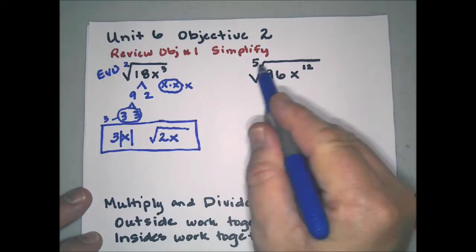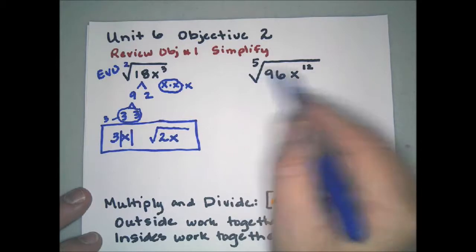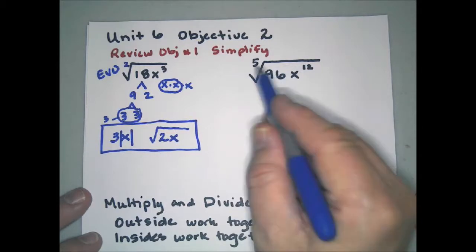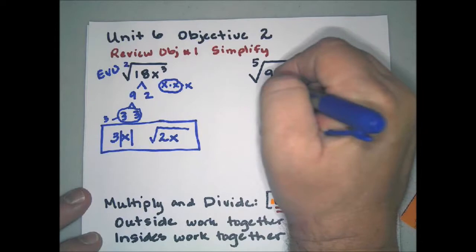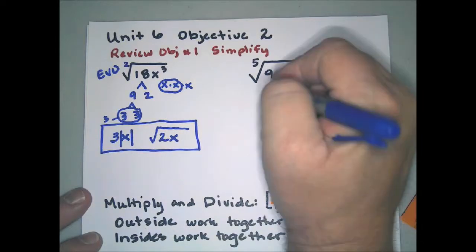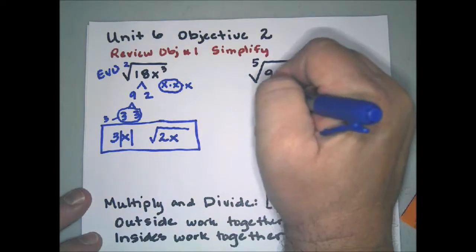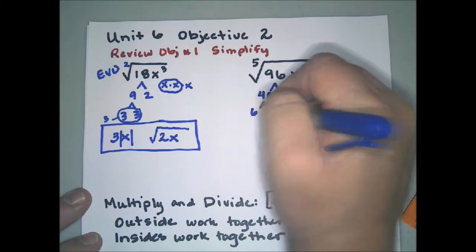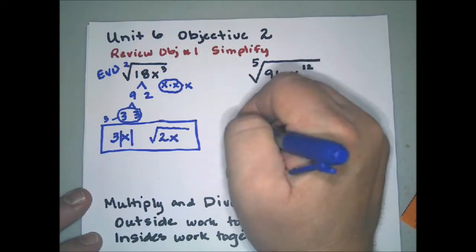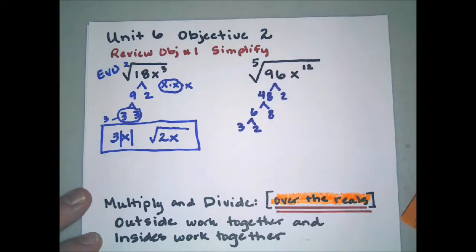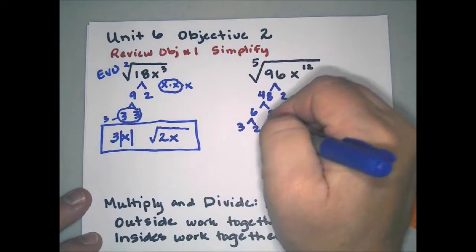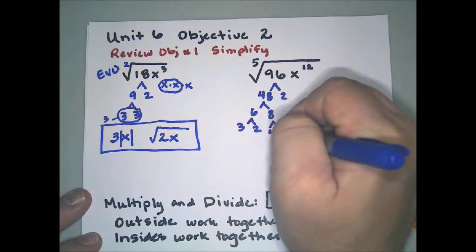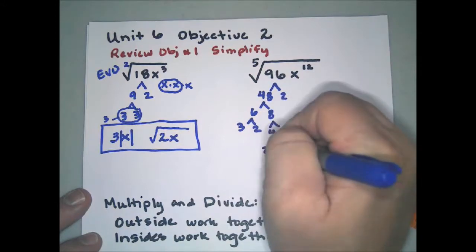Now, over here, a fifth root. So I don't even need to worry about do I need the absolute value bars or not, because it's a fifth root, it's an odd root. We just need to figure out what this is. So 96 is 48 times 2. 48 is 6 times 8. The 6 can go 3 times 2. And the 8 can go 4 times 2. And the 4 can go 2 times 2.